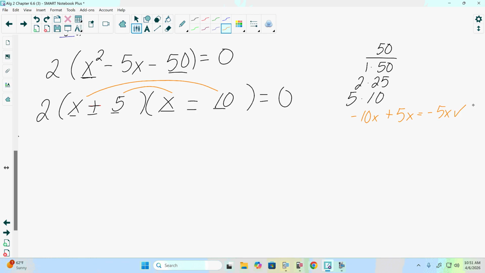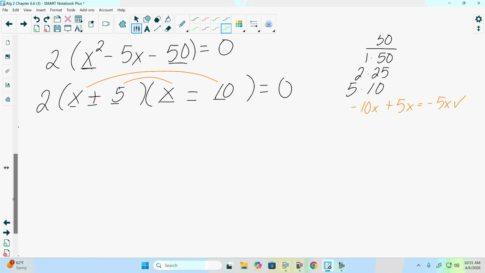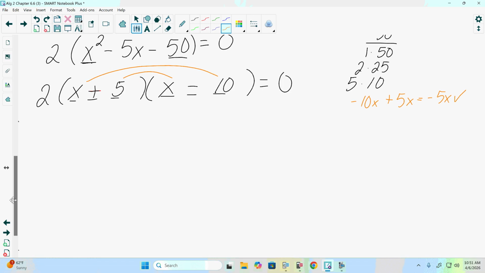And as a reminder, we don't check every single term because our x times x is indeed x squared. 5 times negative 10 is negative 50. Factors of the first and third term. Questions on any of this here?